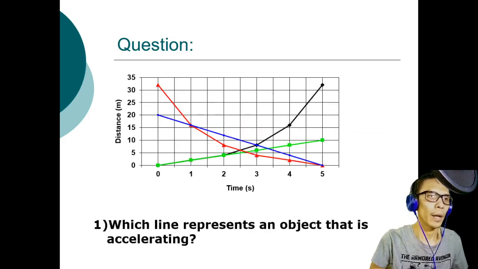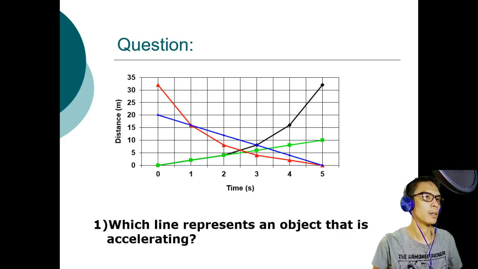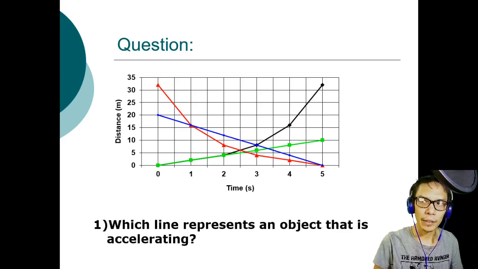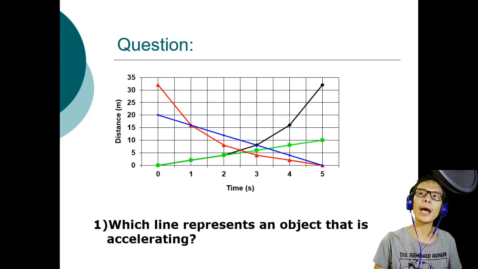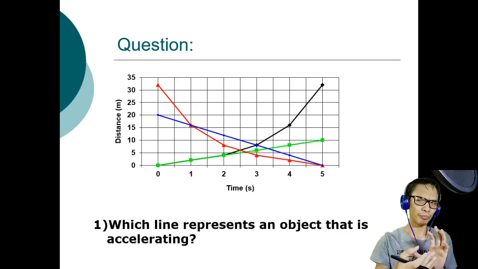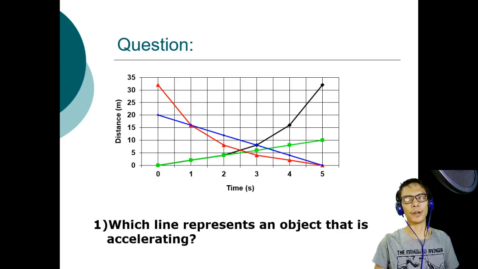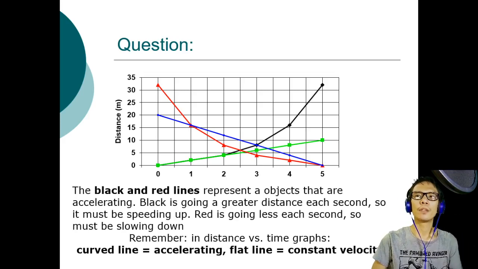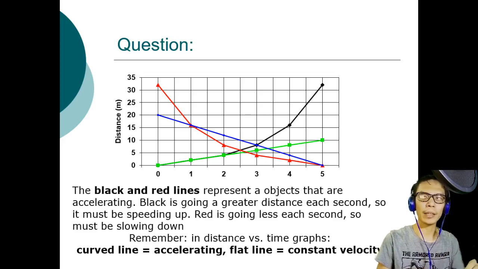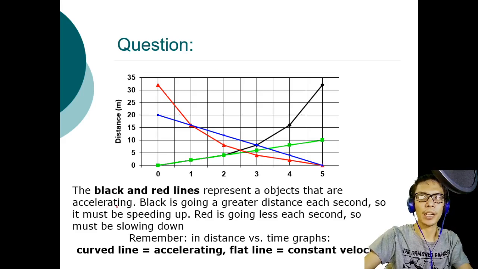On this graph, which line represents an object that is accelerating? Is it the blue, the red, the black line, or the green line? You can pause the video to analyze the graph first and try to find the answer. The answer here is the black and red lines. These are objects that are accelerating.